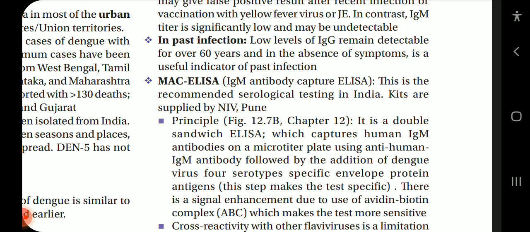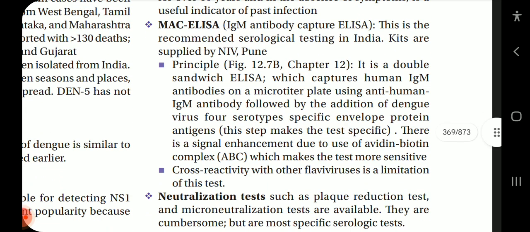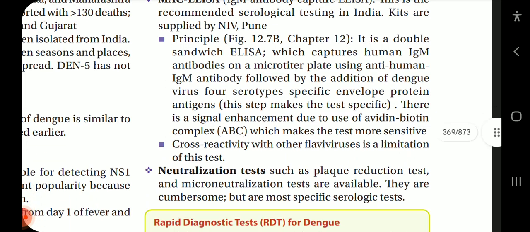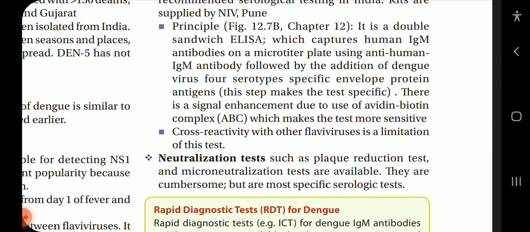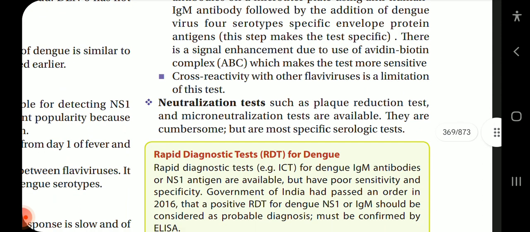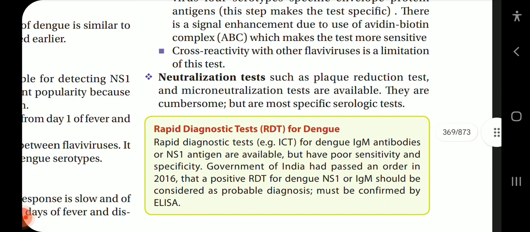Its principle: it is a double sandwich ELISA which captures human IgM antibodies on a microtiter plate using anti-human IgM antibody, followed by the addition of dengue virus 4 serotype specific envelope protein antigens. This step makes the test specific. There is a signal enhancement due to the use of avidin biotin complex, ABC, which makes the test more sensitive. Cross-reactivity with other flaviviruses is the limitation of this test.